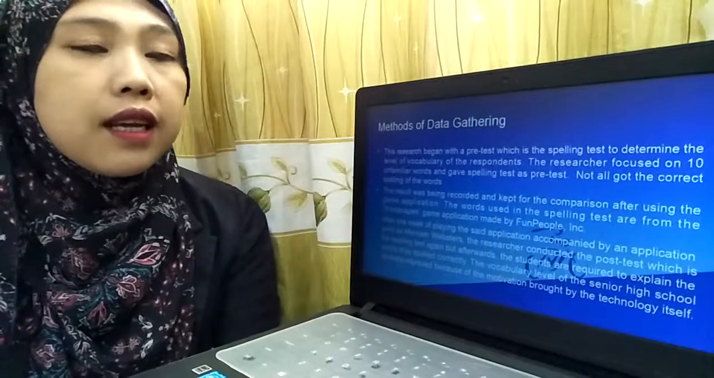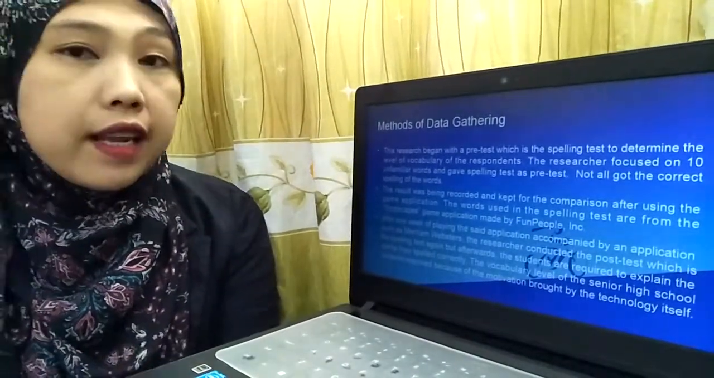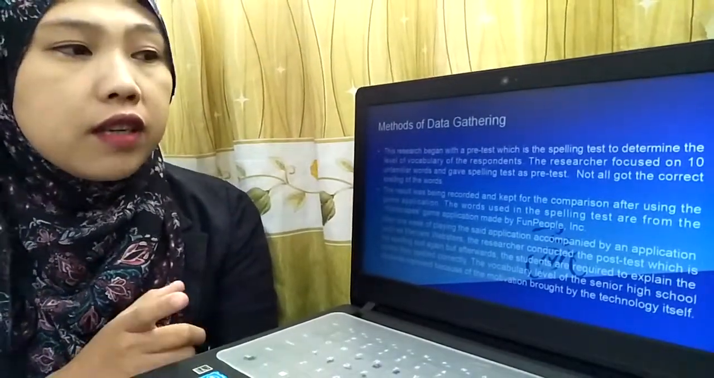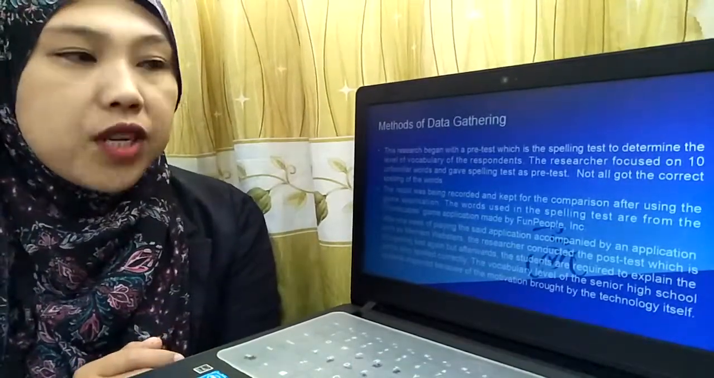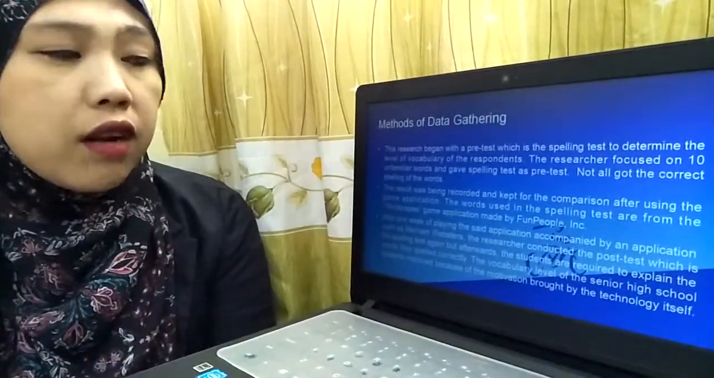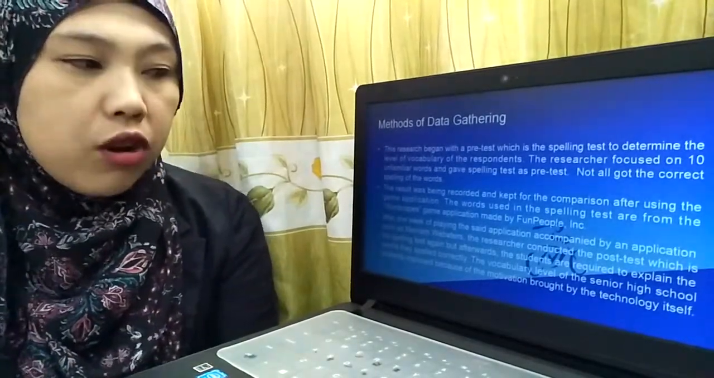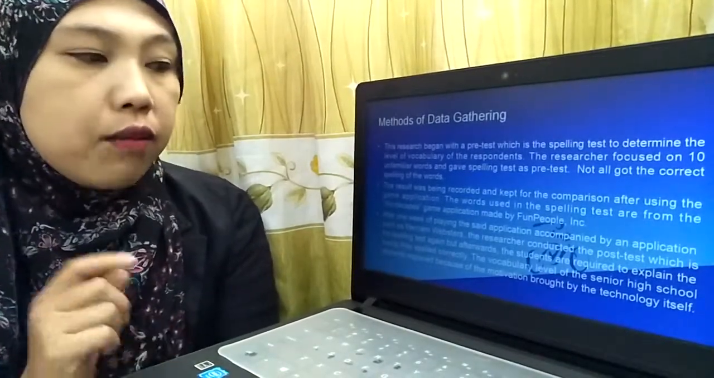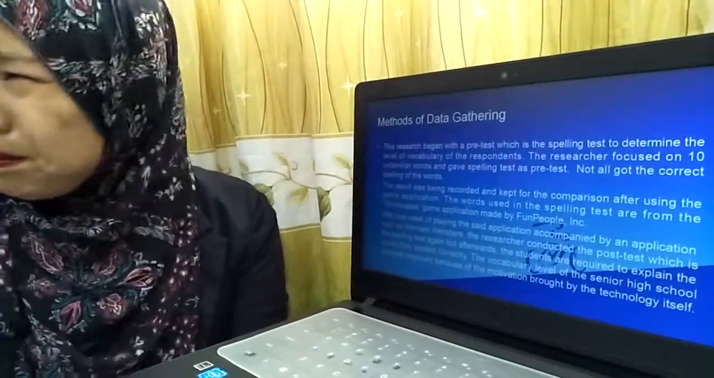Now, for the methods of data gathering, this research began with a pretest, which is a spelling test to determine the level of vocabulary of the respondents. The researcher focused on 10 unfamiliar words and gave a spelling test as a pretest. Not all got the correct spelling of the words. The result was recorded and kept for comparison after using the game application. The words used in the spelling test are from the Wordscapes game application made by Fun People Incorporated.